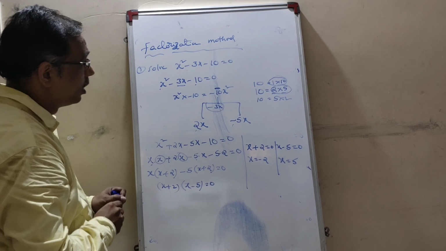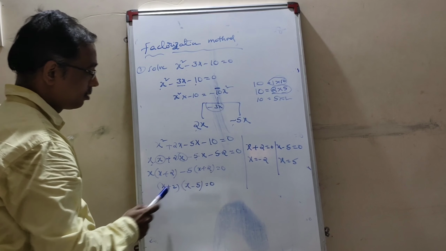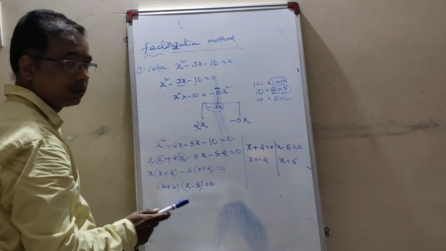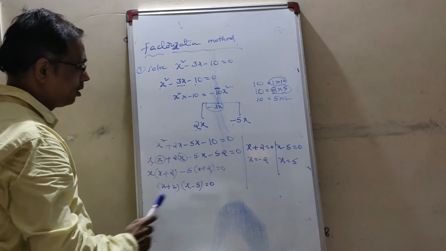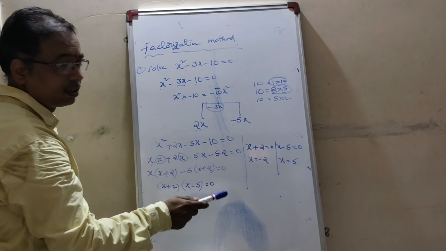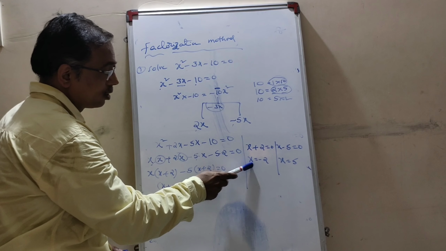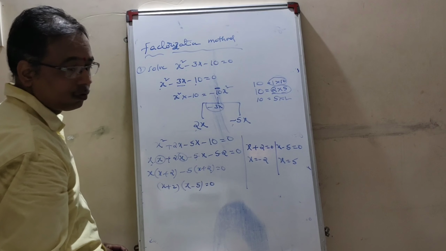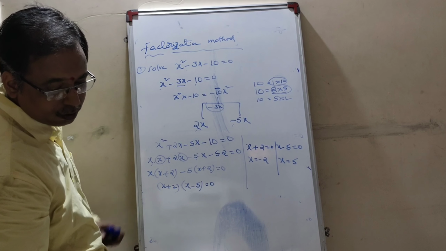These are the roots of the x square minus 3x minus 10. x plus 2 and x minus 5 are called factors. If it is a polynomial, we can write x plus 2 and x minus 5. So here we have been given a quadratic equation, that's why the roots are x equal to minus 2 and x is equal to 5. So like this, we can do this one.